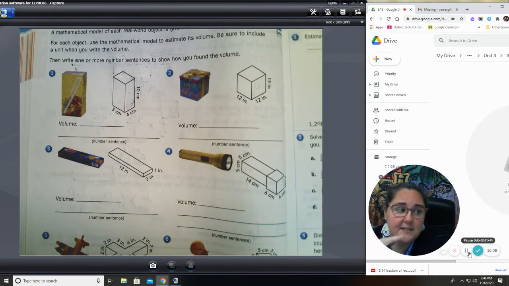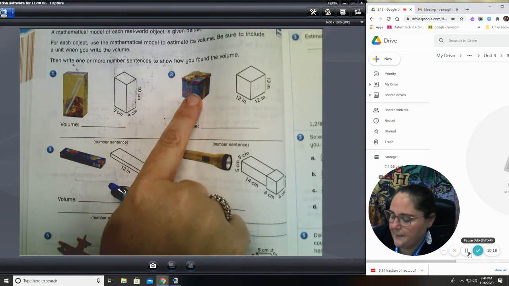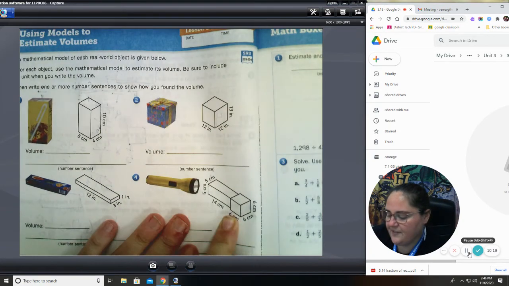Now, notice that you need to have a number sentence. All right. It's going to give you different shapes. So we have a shape of a juice box, a present. Notice the shape of the flashlight.